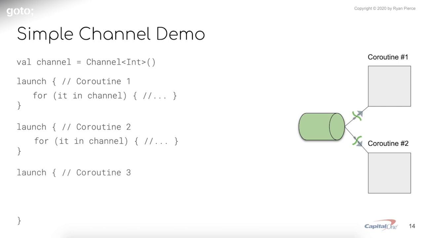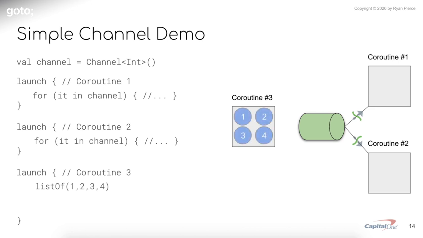Lastly, we'll launch a third and final coroutine, and this coroutine is responsible for producing values that will be sent into the channel. Specifically, we'll take a list of 1, 2, 3, and 4, and for each value, we will send it into the channel. So this is how it's going to work.